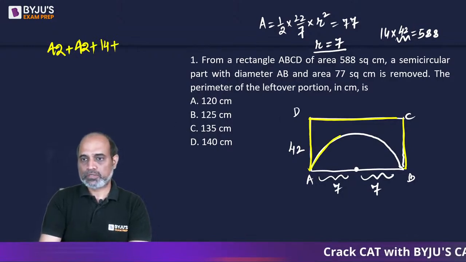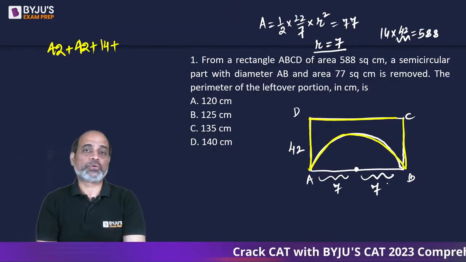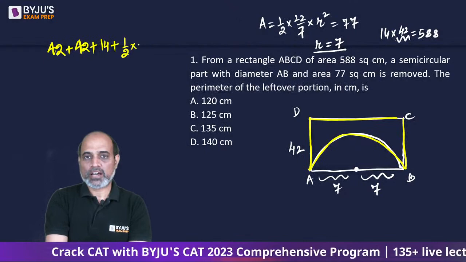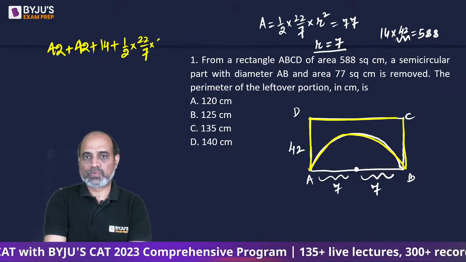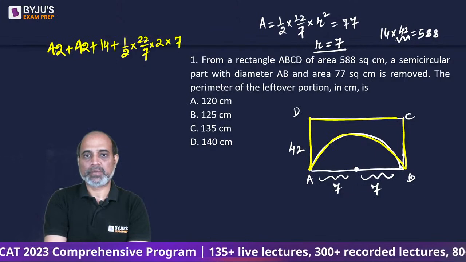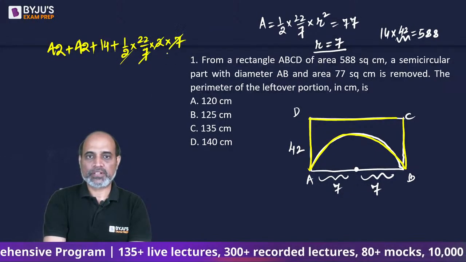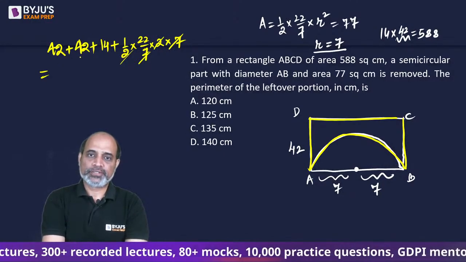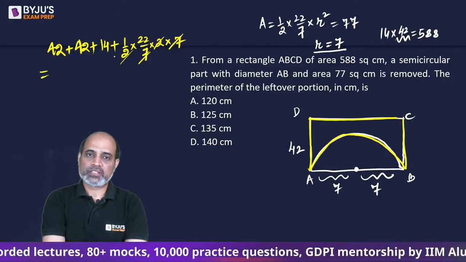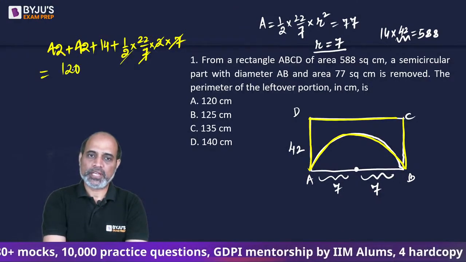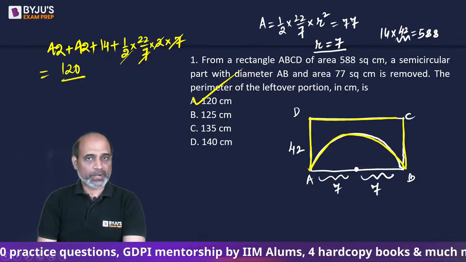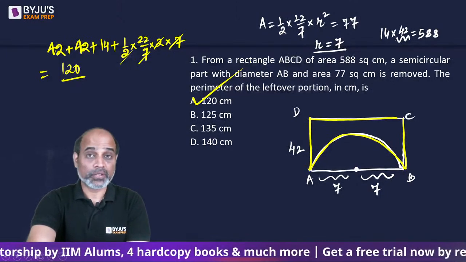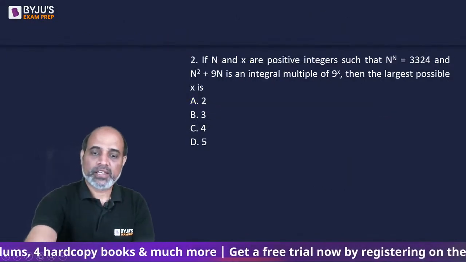And this portion is going to be the half of the circumference of this circle. So which is going to be half 2 pi r, r being 7. So 2 and 7, they go away. So we will have this as 22. So 84 plus 14 plus 22, 120. So 120 centimeter is going to be the perimeter of the leftover portion, which I have marked in yellow line, right? Okay, let's look at the next question.